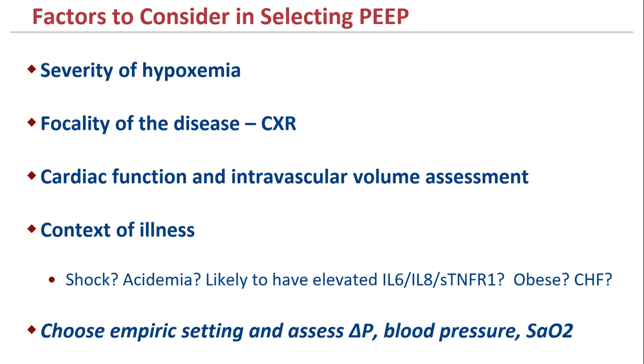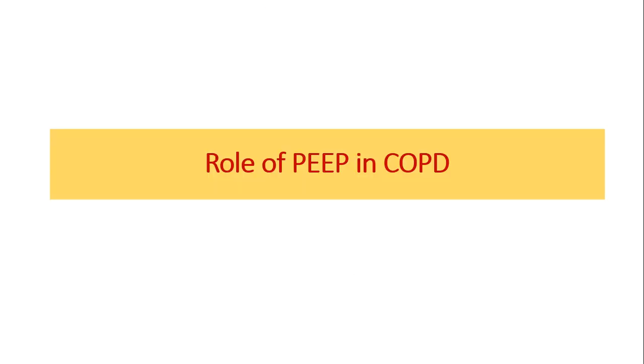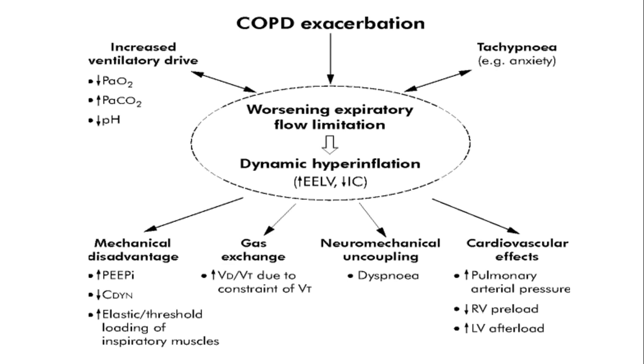And choose empiric setting, assess the delta P, blood pressure and saturation. Every time you try to recruit, you have a look at these measures. Coming to COPD, now let's speed up a bit.